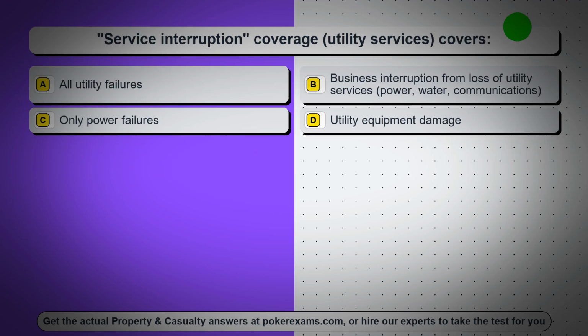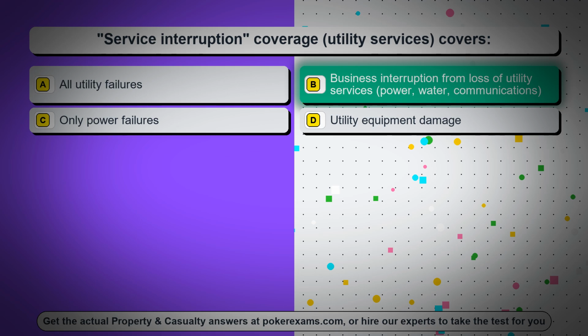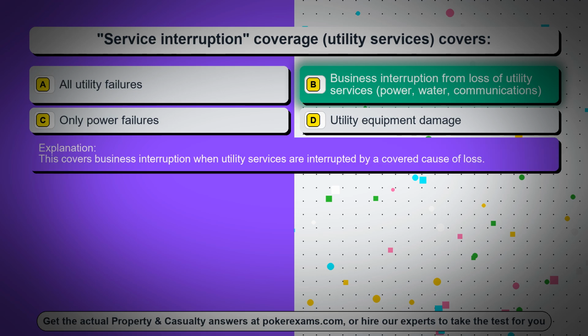Question 32. Service interruption coverage, utility services, covers: Option A, all utility failures. Option B, business interruption from loss of utility services, power, water, communications. Option C, only power failures. Option D, utility equipment damage. The correct answer is option B, business interruption from loss of utility services, power, water, communications. This covers business interruption when utility services are interrupted by a covered cause of loss.